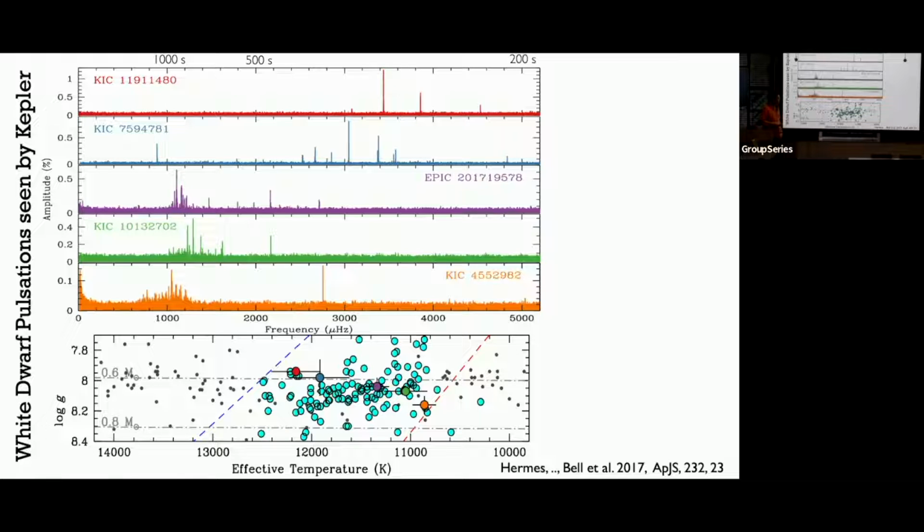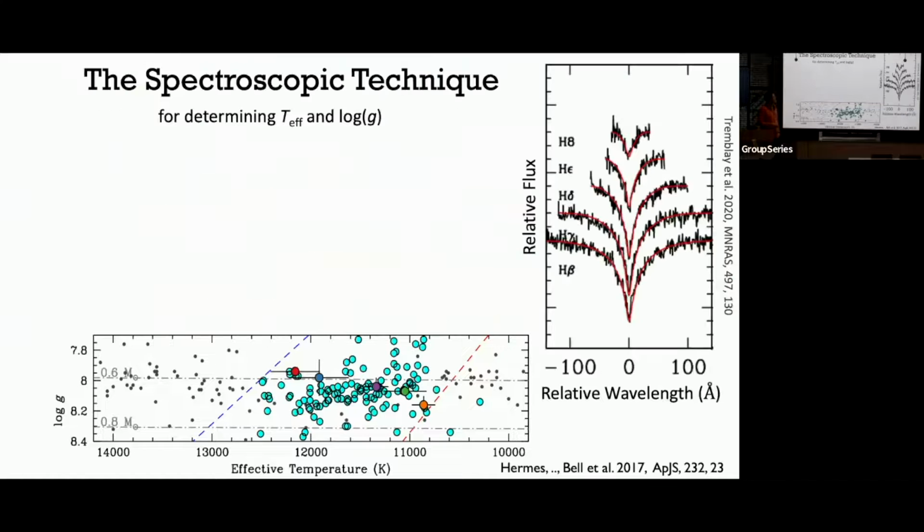But first, I want to talk a little bit about how we put these dots in this observational diagram. This is like a spectroscopic HR diagram, sort of log g and effective temperature, which are measured from analyzing the Balmer line spectra of these white dwarfs. They have pretty much pure hydrogen atmospheres. We see these pressure broadened spectral lines, which we can fit atmosphere models to. And the shapes of these lines can tell us about the masses and effective temperatures of these objects, allowing us to place them in this diagram.